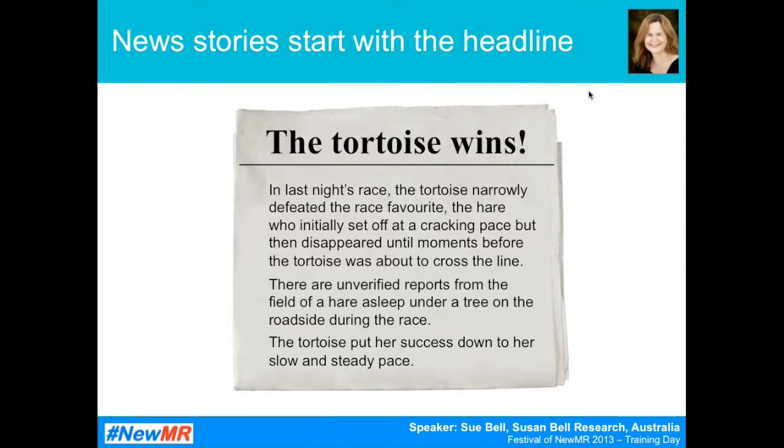So the model there, from a report perspective, is that we start out with what it means: the tortoise won. Then our next part of focus is giving the detail of that, and we can get into more and more detail as we wish.